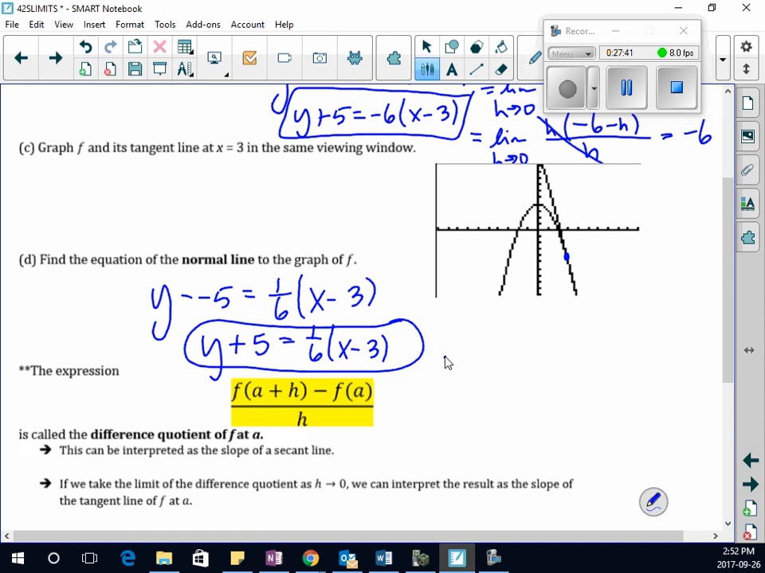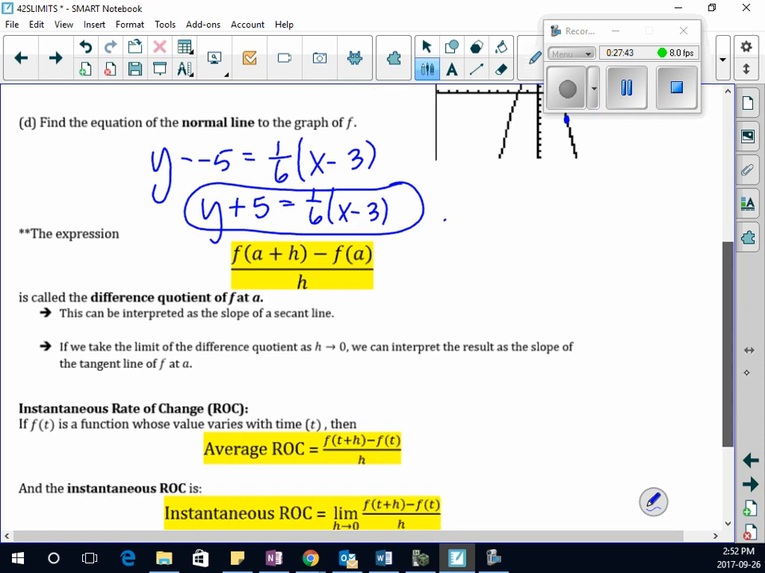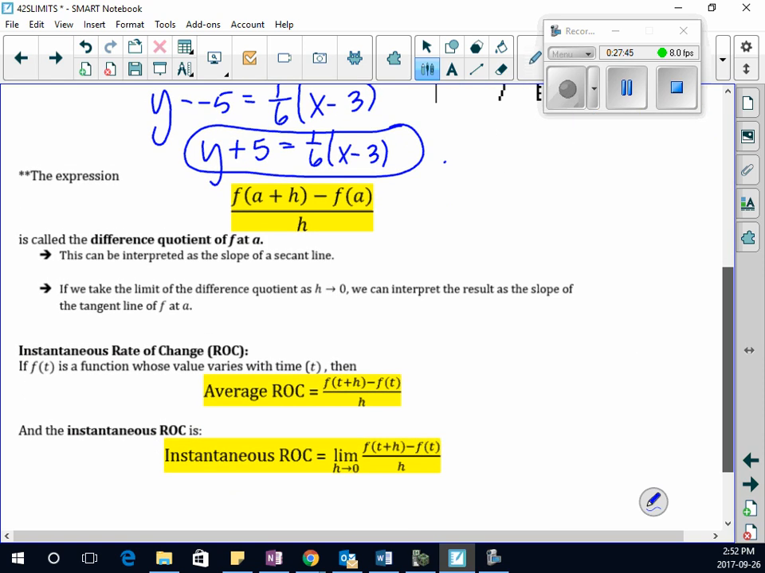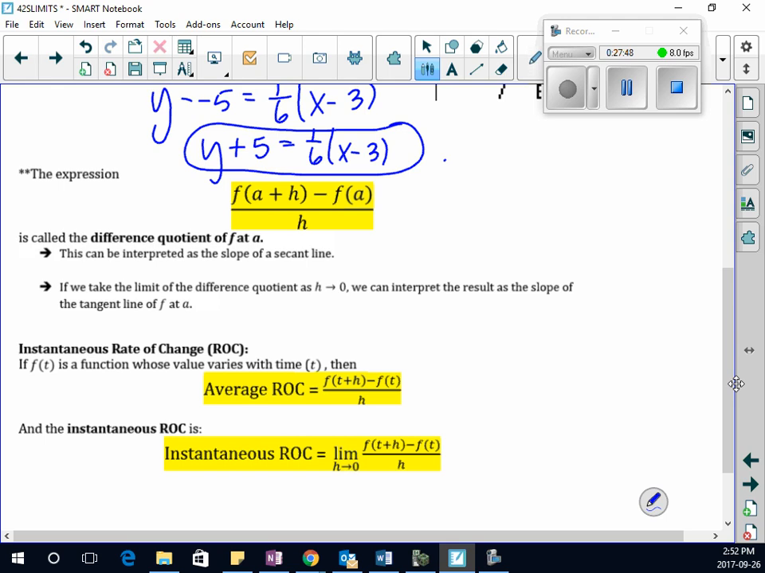So some things that have come up here today. Really important things is the difference quotient. So you're going to be using this a lot. The f of a plus h minus f of a over h, that's the difference quotient. And that can be interpreted as the slope of the secant line. But when h goes to 0, it now is the slope of the tangent line.